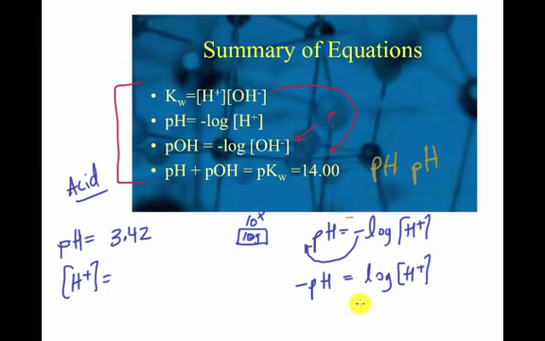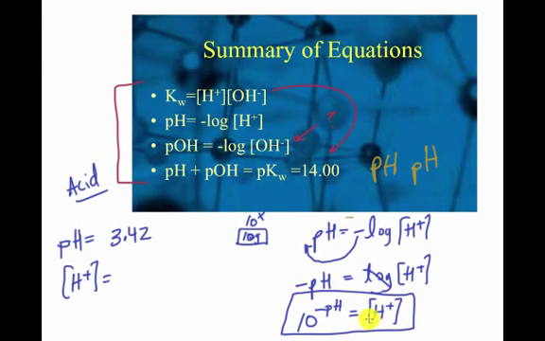So I'm going to take 10 to the x of both sides, where in this case x is the negative pH. What that does is 10 to the power removes the log and leaves behind your hydrogen concentration. So this is the equation for finding hydrogen ion concentration from the pH.